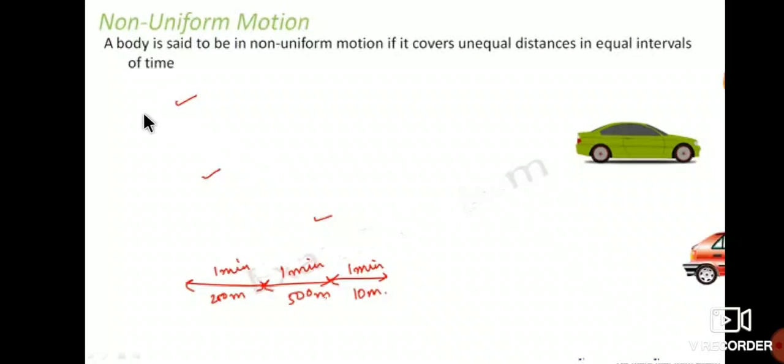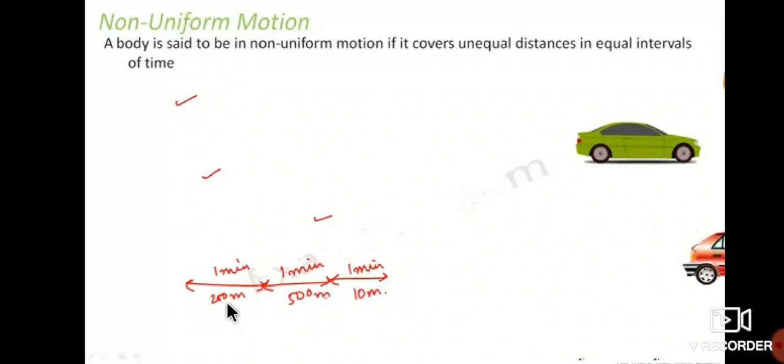And next, non-uniform motion. That means, very simply, unequal distance in equal intervals of time. A body is said to be in non-uniform motion if it covers unequal distance in equal intervals of time. The time should be in equal intervals, 1 minute, 1 minute, 1 minute and so on, but the distance will be unequal.